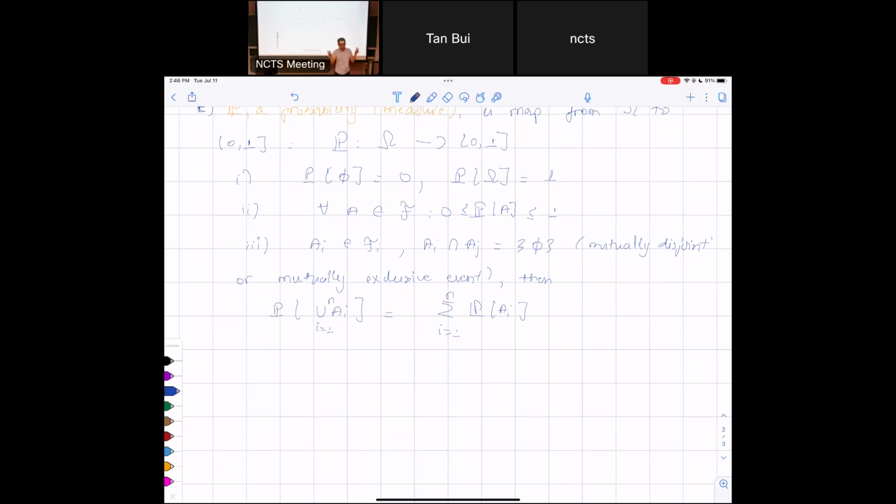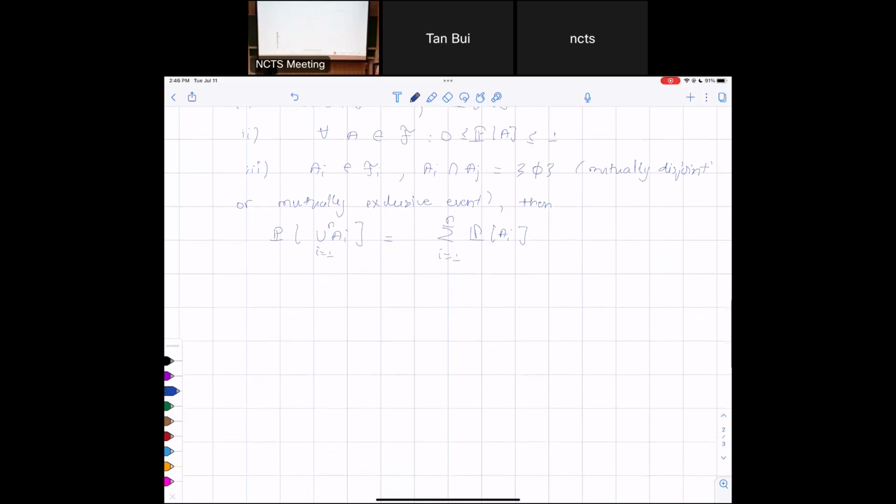So probability, you can think of it as a normalized area. Normalized means that the area of the larger set is 1, and the area of the smaller set is 0, or the volume, right? If you think that way, it is going to help you understand probability theory or probability measure a little bit easier, right? Connect it to what you know.